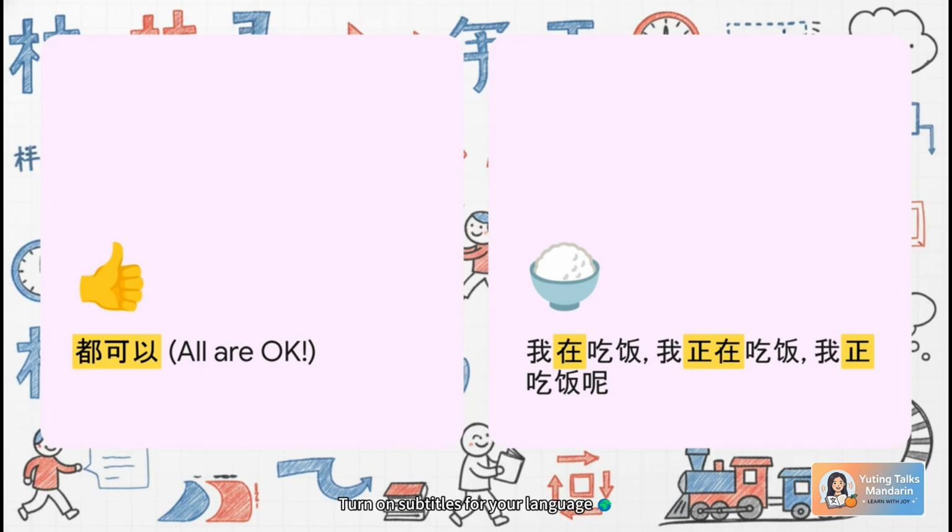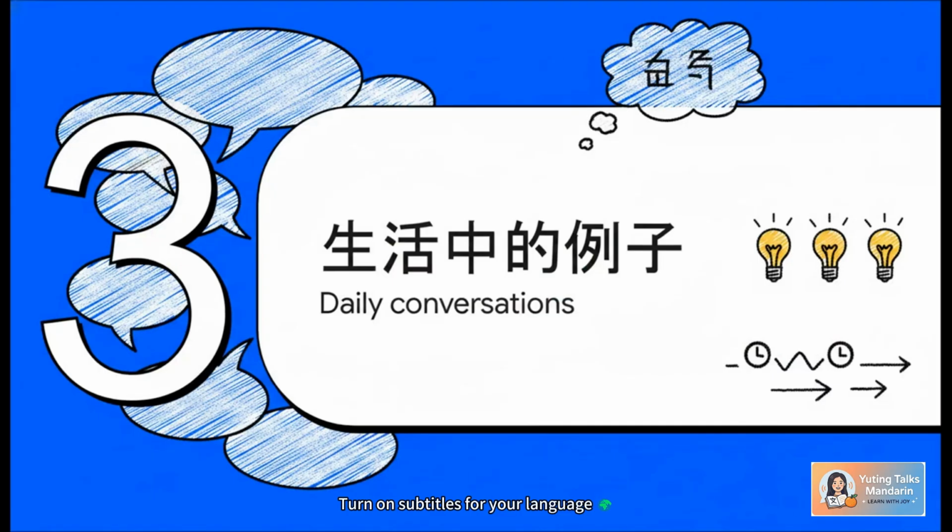For now, as a beginner, you don't have to worry about the difference. Seriously. All of these forms you see here mean the exact same thing, I am eating. You can use any of them and people will know exactly what you mean. So really don't stress about it. Just pick one and you're golden. Okay, that is a huge relief.